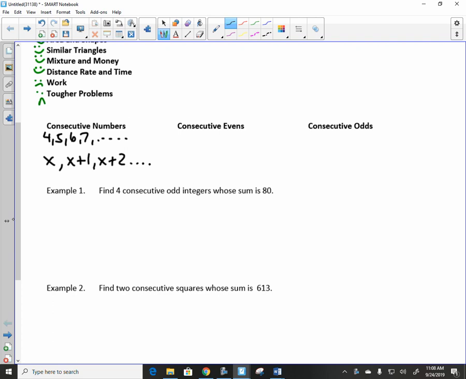Garrett, give me an integer. Garrett gives me 4. If I plug 4 in, I get 4. 4 plus 1 is 5. 4 plus 2 is 6. If you choose an integer value for x, it will produce consecutive values.